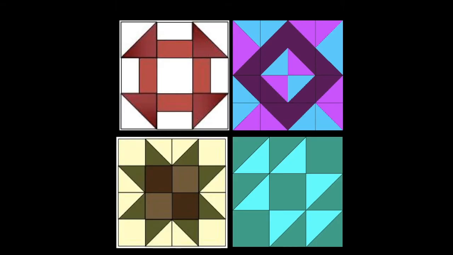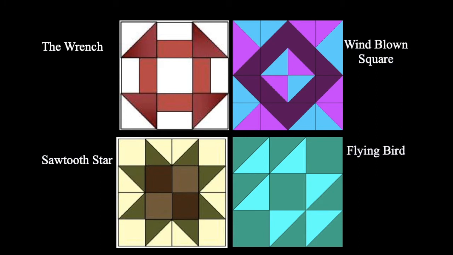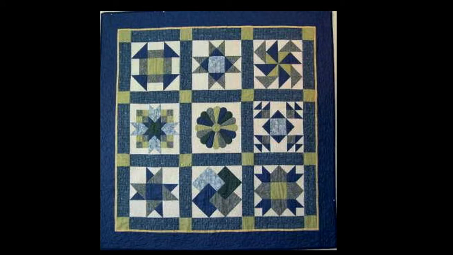Actually, the pilgrims in the colonies, the people that lived in the colonies, would have given these special geometric designs names. Like this one's called the wrench, the windblown square, a sawtooth star, and a flying bird. Once they create these geometric quilt block designs, they would then stitch these blocks together to make a bigger quilt covering. And this would actually be on the top of the quilt.